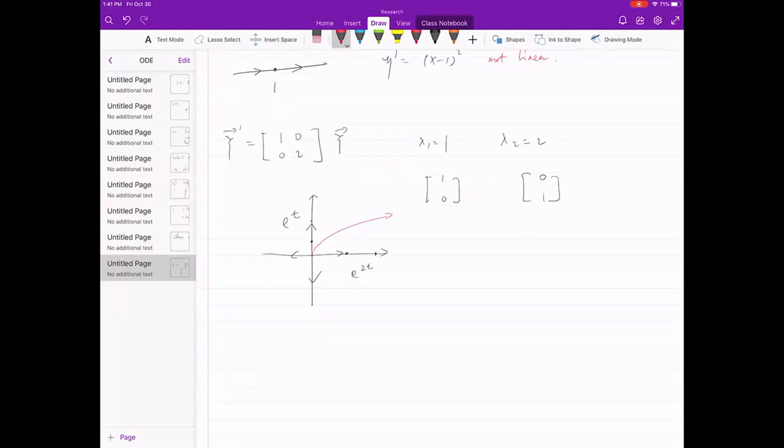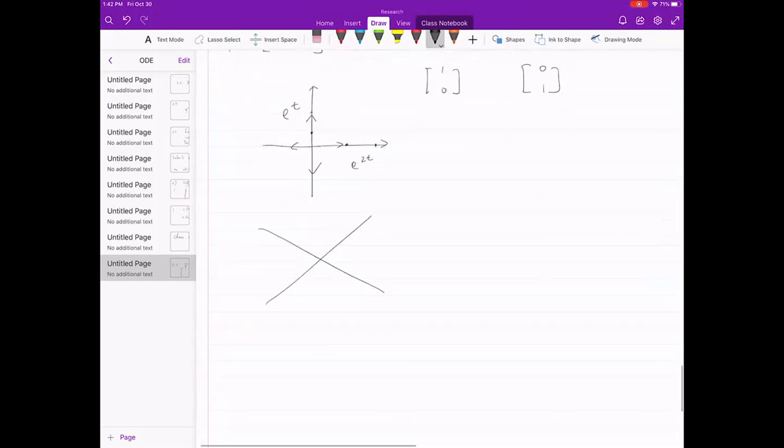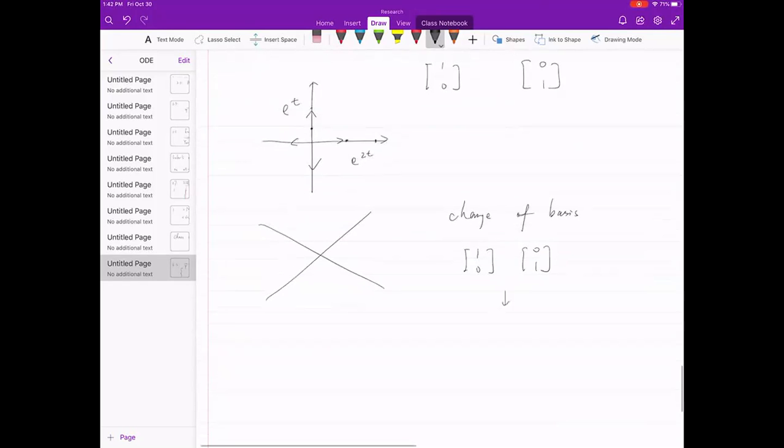Still okay? Similarly, you have the other direction. Maybe this is the case. It really depends on which lambda is bigger. The bigger one goes faster. That's why you see all the curves. What about when this thing changes to something like this? Now you know it's nothing but a change of basis from 1, 0, 0, 1 to v1, v2.